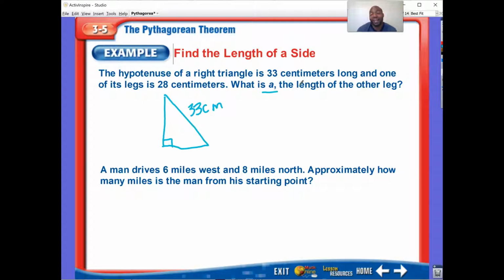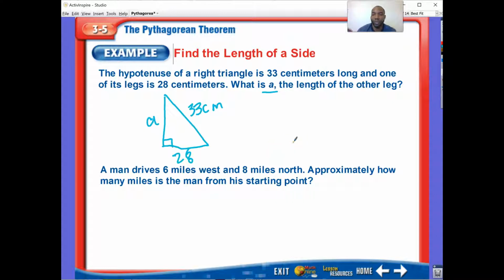Now, I identify a as the vertical side. It doesn't matter. And so the other leg is 28. How do I know those are legs? Because they make up the right angle. There we go. Those are my legs. So find the other length.